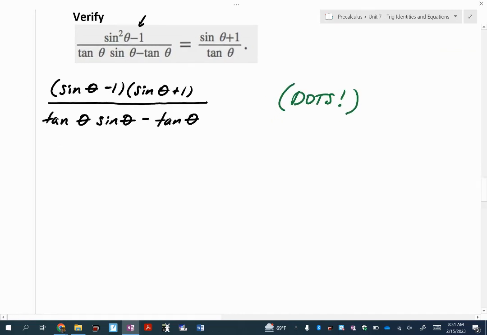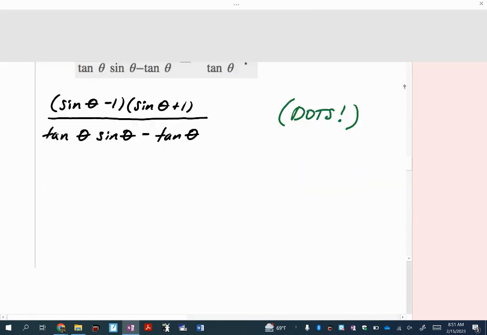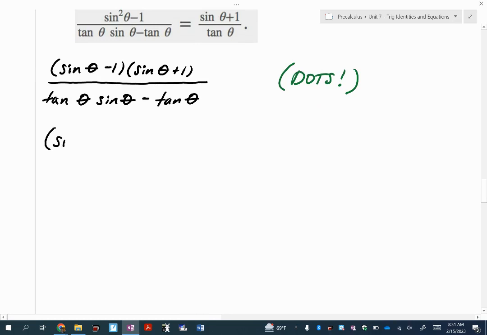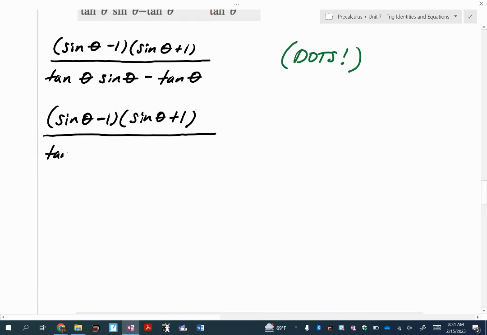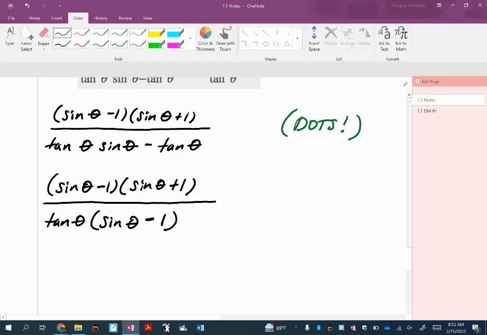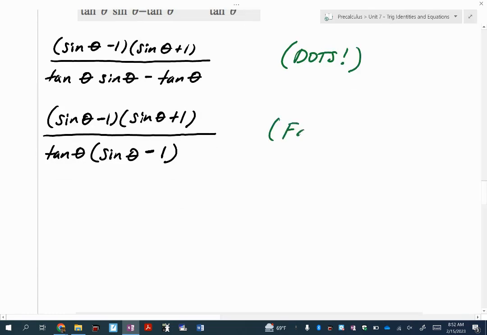All right, which is exciting. Now, the numerator is going to stay how it is, but I'm going to factor out something in common in the denominator. If you look in the denominator, you should notice that we have tangent in both terms. So I'm going to factor out tangent of theta, right? And then when I divide tangent of theta from both those terms, I'm left with sine of theta, and then minus tangent of theta divided by tangent of theta is actually minus 1. All right, so I'll put my work here: factor out tangent of theta.